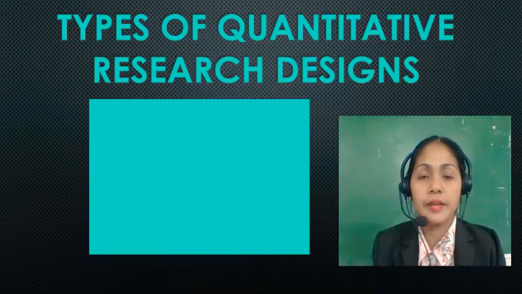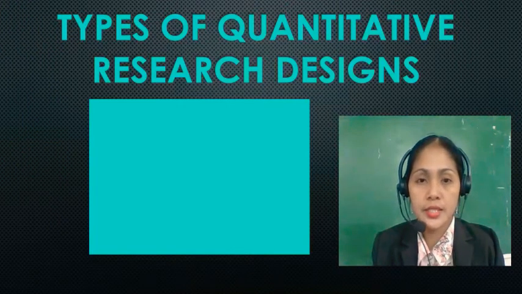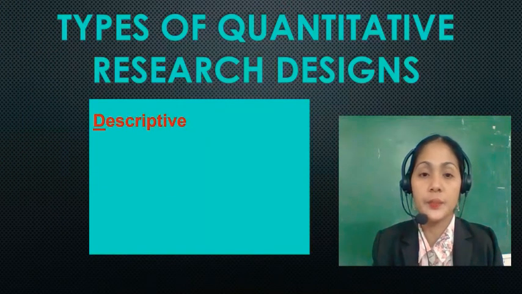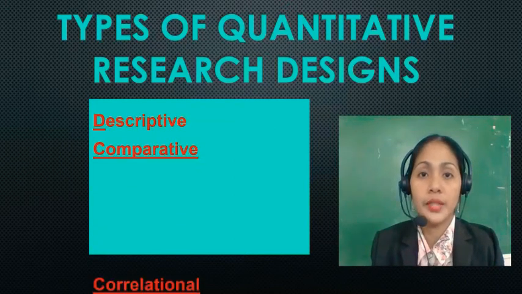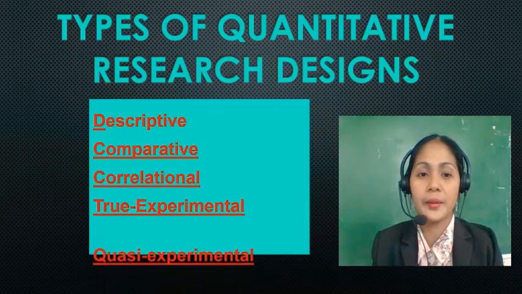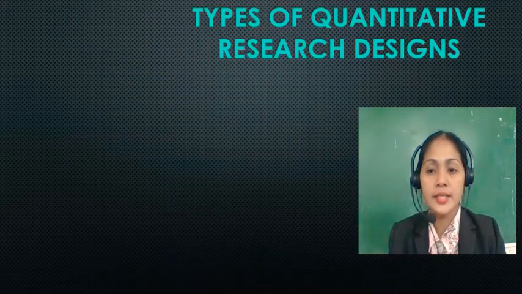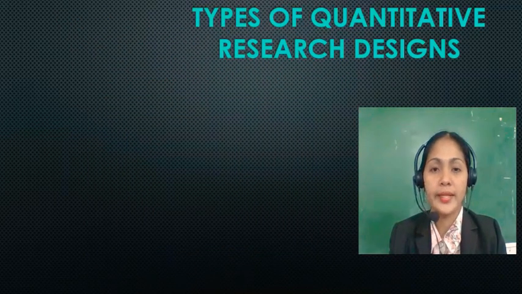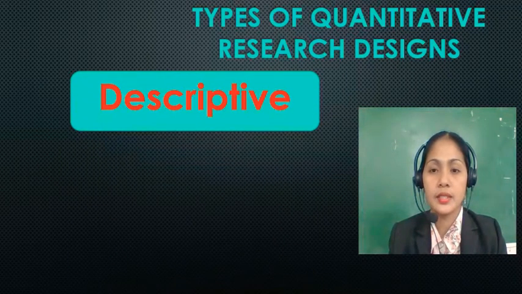There are actually 5 types of quantitative research designs. So these are descriptive, comparative, correlational, true experimental, and quasi-experimental. Let us discuss each type one by one. The first one is descriptive research design.